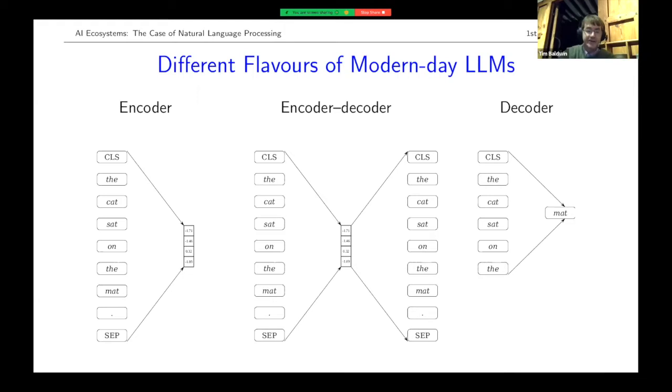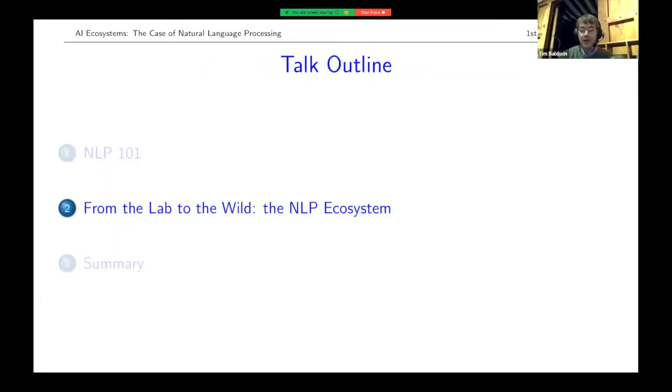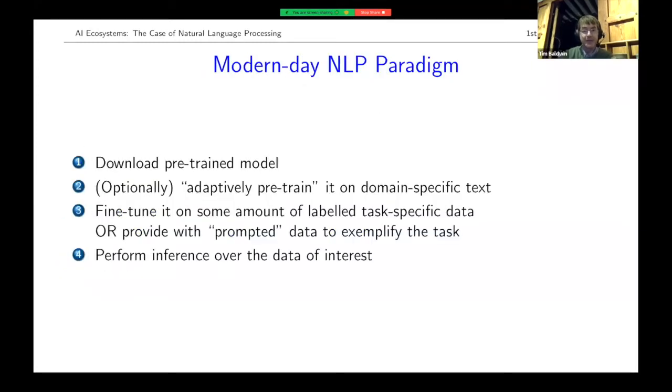So in terms of the models that you've perhaps heard of, BERT is an encoder, something like BART or T5 are encoder-decoders, and GPT-3, for example, is a decoder. Okay, so that's the very basics of NLP 101.